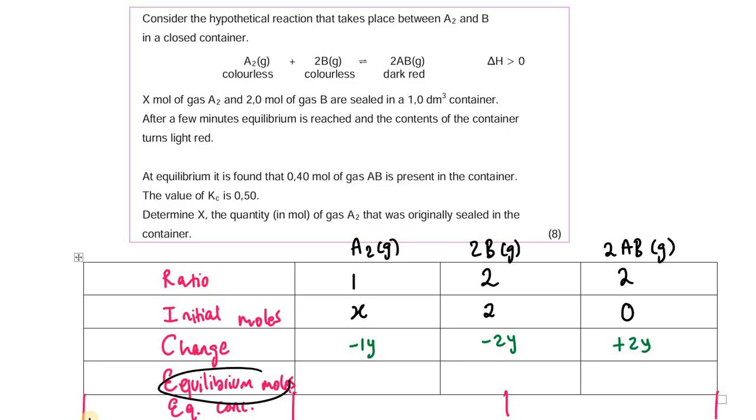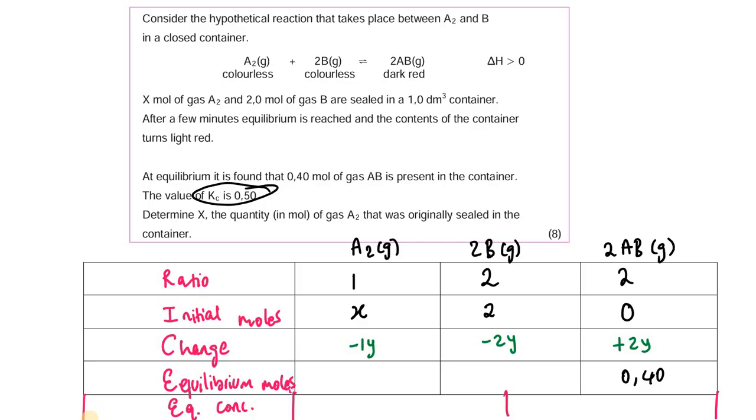Now at equilibrium, what information do we have? We're told that it is found that 0.4 moles of gas AB is present. So here we put 0.4 moles. Very important, that is for AB, 0.4 moles. And then we don't know how much of this one we had, we don't know how much of this one we had. Then we are immediately told what the Kc is.